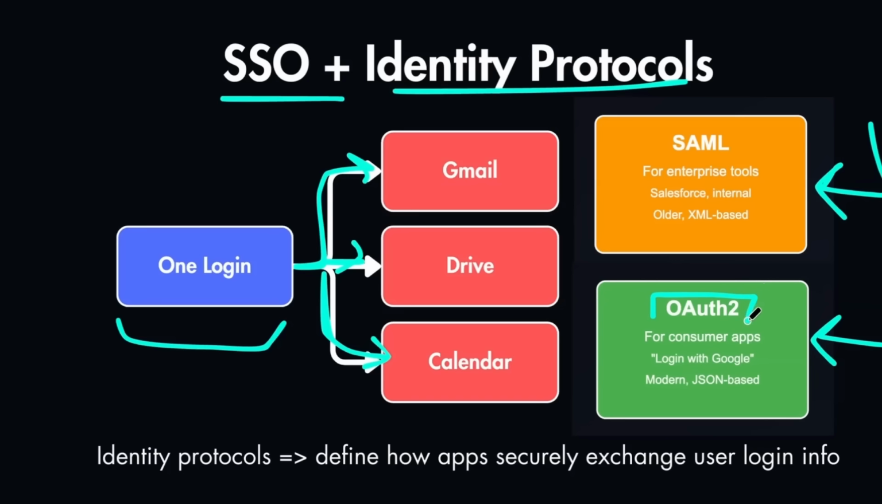OAuth2 is used more often nowadays for modern applications to log in with Google or with GitHub or any other service provider. It is modern and JSON based. And on the other hand, SAML protocol uses an XML based approach. But still, SAML is very popular in legacy systems and in companies that use things like Salesforce or internal dashboards. So these are identity protocols, which means that they define how apps securely exchange the user login information between each other.